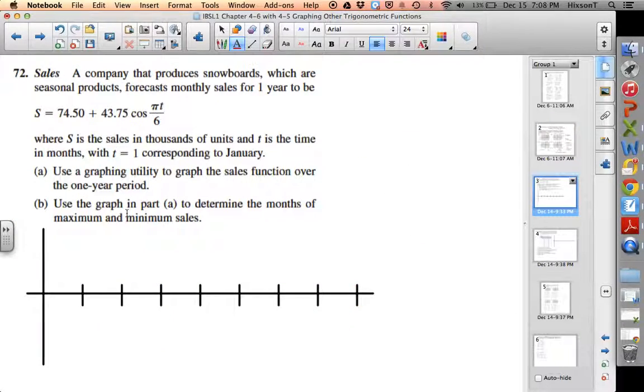The remainder of the homework, you're using a graphing calculator here. Use the graph to determine the months of max and min sales, okay? Because you're looking at monthly sales for 1 year, set your windows so that your X, which would be T here, would go from 0 to 12. Now 1 corresponds to January, so you could make it 1 to 12 if you want. But you'll look for that highest point, lowest point.